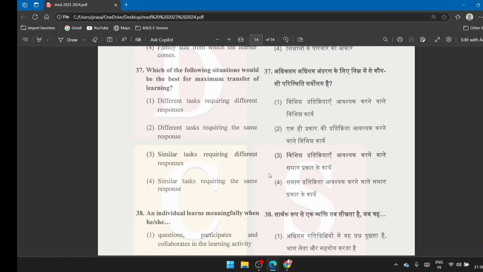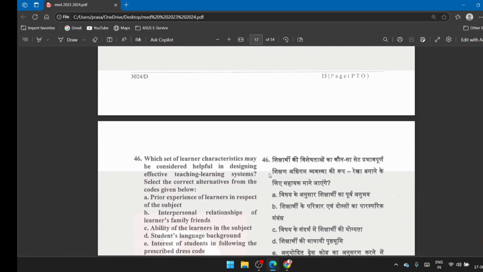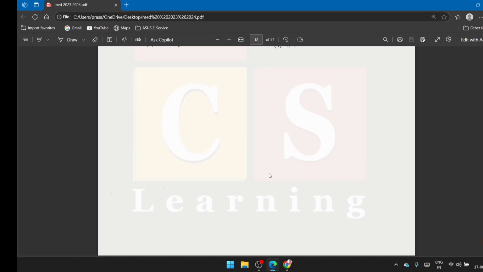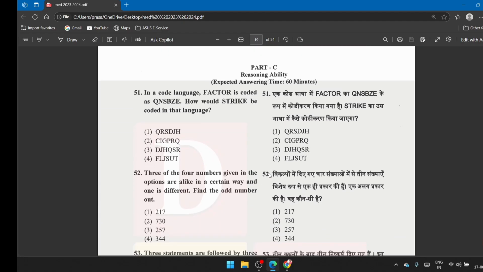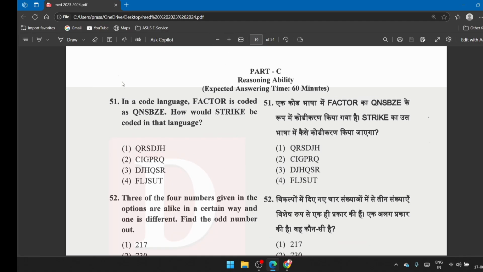We will discuss in a little bit detailed way where the questions came from, which chapter the questions came from, and how we can solve the questions. Okay. So in a code language, factor is coded as like this: QNSBZE. How would strike be coded?